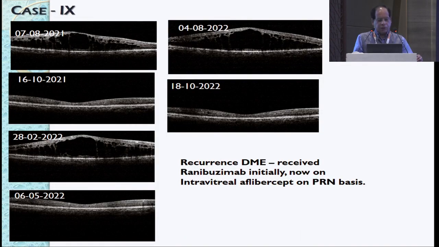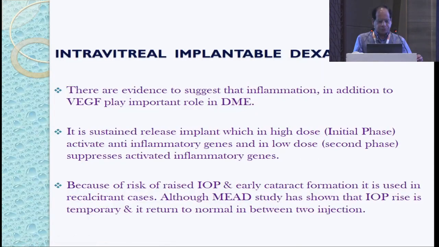This is another patient who has recurrent DME. He has received multiple ranibizumab initially. Now he is on intravitreal aflibercept on a PRN basis. You can see that in August there were cystic spaces. We have given an injection. He improved. Again it reappeared in February 22, with another injection it improved again. Again in August 22 there was a recurrence of cystic spaces, macular edema, and we have given another injection.